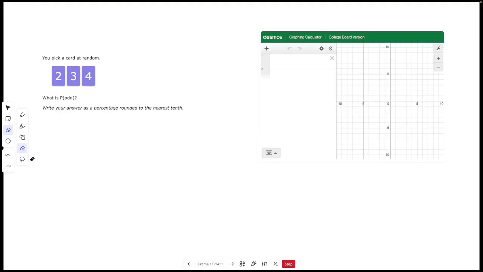Now for this type of problem, let's take a look here. It says you pick a card at random. So you've got these 3 cards here. And it says, what is the probability that you pick an odd number? Maybe a little terminology refresher here. Odd numbers are 1, 3, 5, 7, 9, and so on. Numbers that can't be divided by 2 evenly.